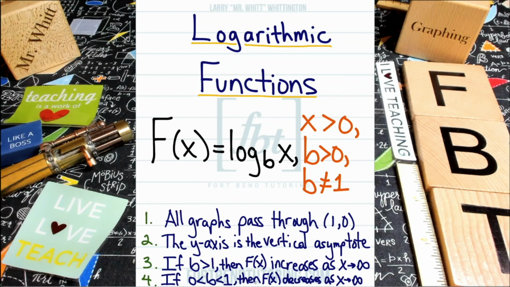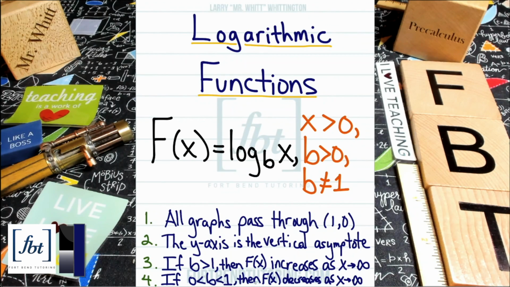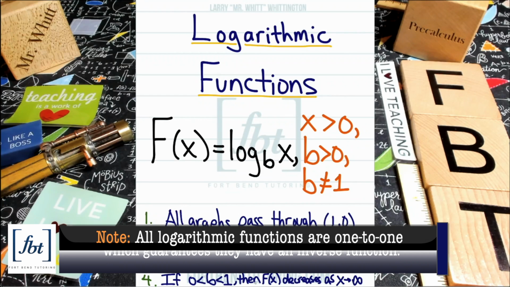And just for added value, we have the following tips here at the bottom. All graphs of logarithmic functions of this type that you see here on the screen will pass through the point (1, 0). The y-axis is the vertical asymptote of these graphs. If b is greater than 1, then your function f of x will increase as x approaches infinity. And if b is less than 1, but still greater than 0, then f of x will be decreasing as x approaches infinity. So just some fun facts for you to keep in mind.